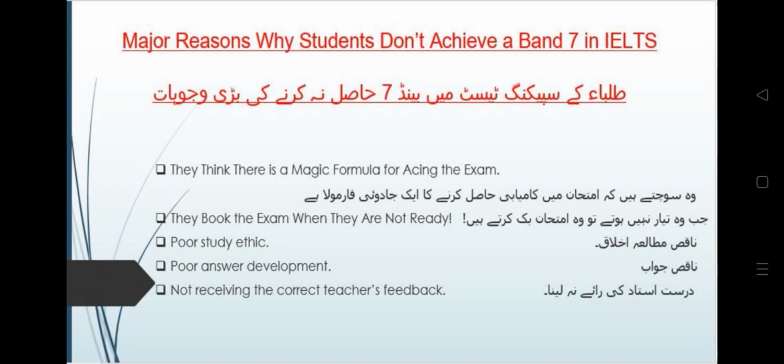Another important point is the major reasons why students don't achieve a band 7 in the IELTS test. Some important reasons I'm going to discuss with you. Number 1, they think there is a magic formula for acing the exam. Number 2, they book the exam when they are not ready. Number 3, poor study ethics. Number 4, poor answer development. And number 5, the last, is not receiving the correct teacher's feedback.